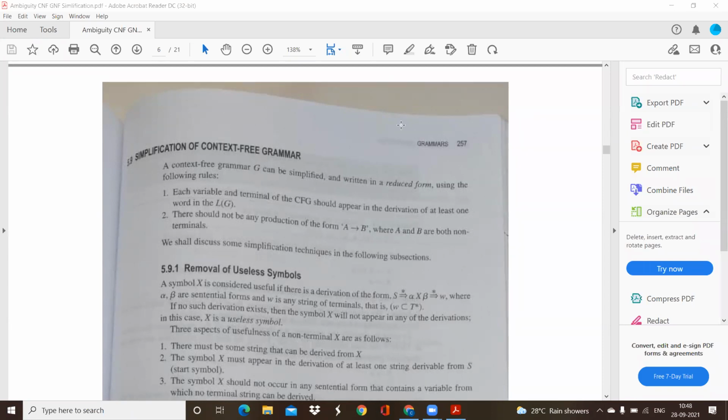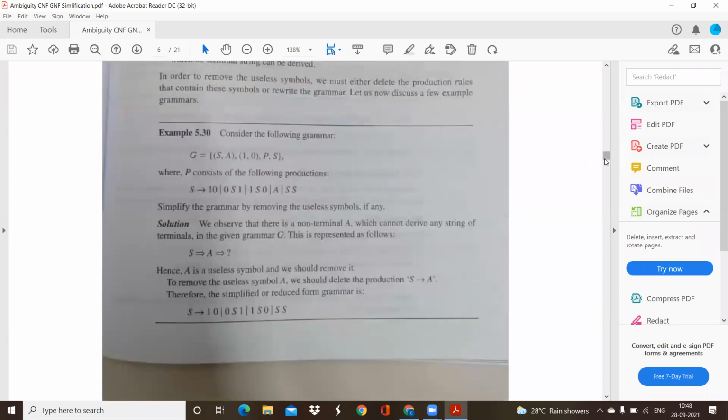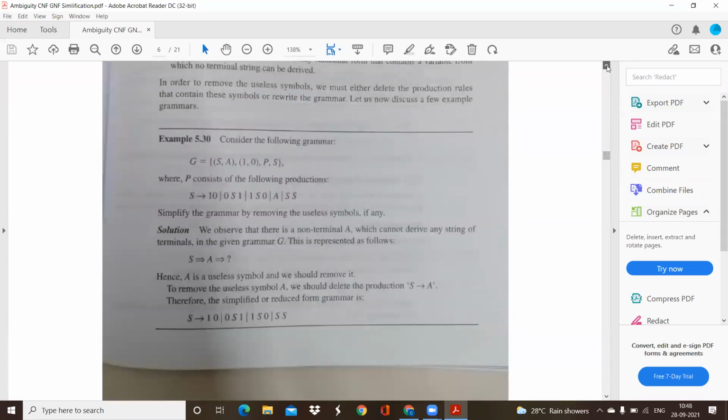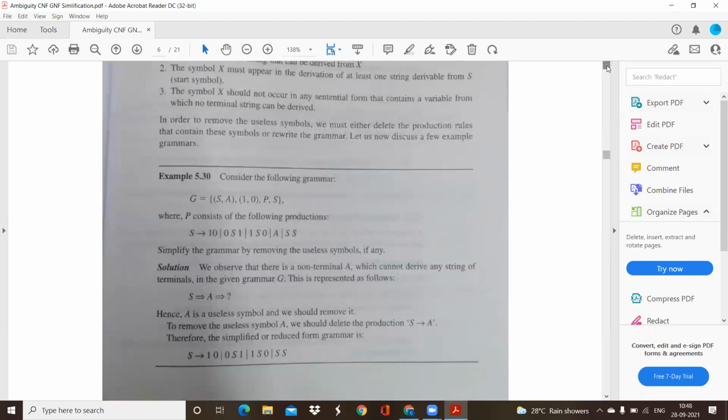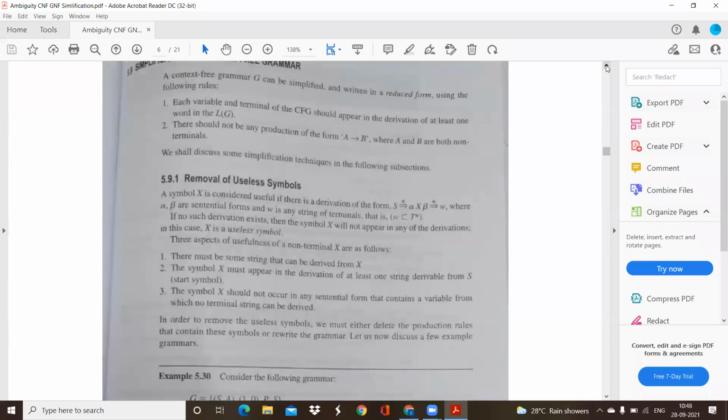So there are 3-4 techniques. Out of those, one is removal of useless symbols. So it is there in front of your screen.